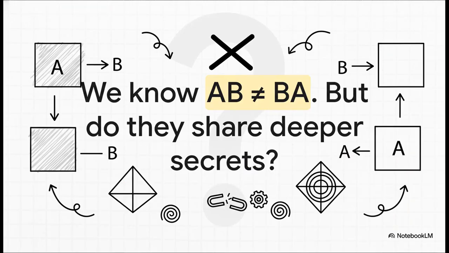So, one of the first things you've learned about matrices is that the order you multiply them in really matters. A times B is almost never the same as B times A. But that makes you wonder, right? Are they just completely different beasts? Or do they have some kind of secret connection, some shared DNA? Well, that's our first puzzle.